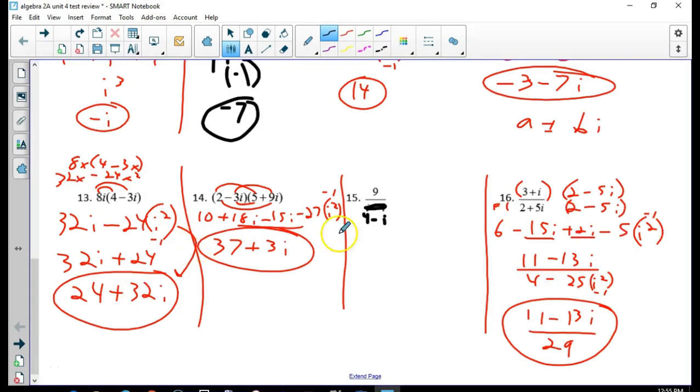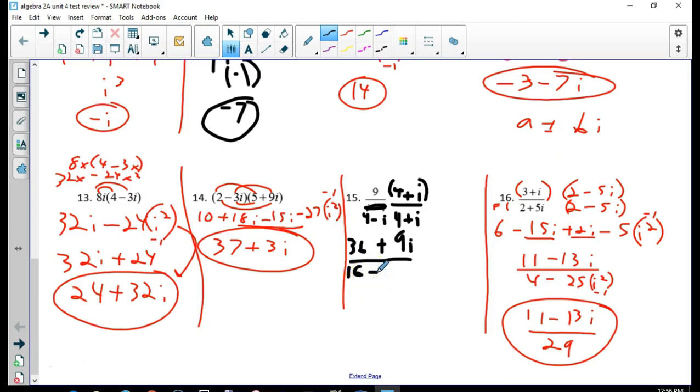15. Okay, another correction. On number 15, your paper has 4 minus i instead of i minus 4. So we're still going to multiply by the conjugate, which is 4 plus i over 4 plus i. Remember, you multiply by the exact same thing as the denominator, just change the sign. Now, here, we're going to distribute the 9. So 9 times 4 is 36. 9 times i is just 9i. On the bottom, we'll have FOIL. 4 times 4 is 16.